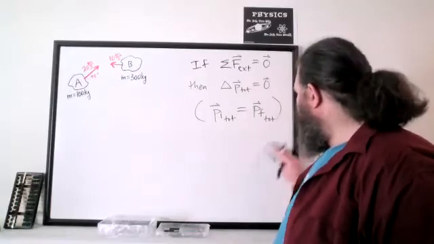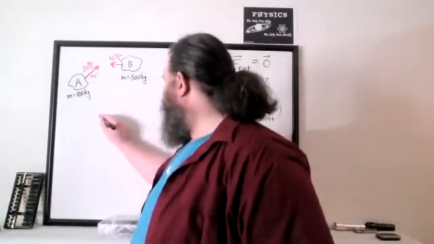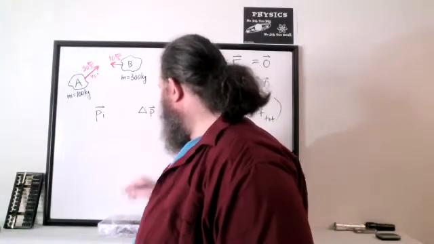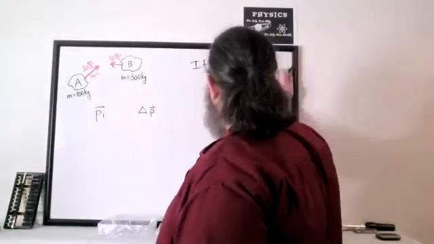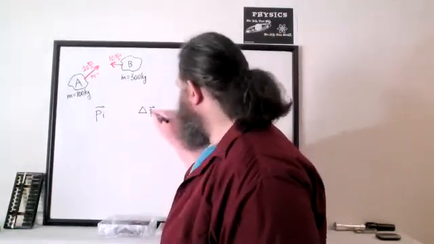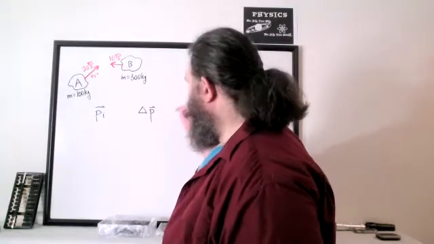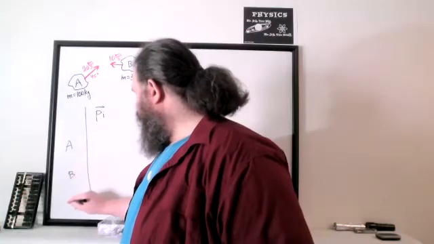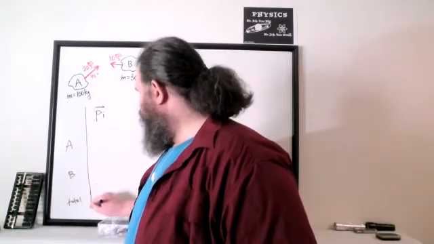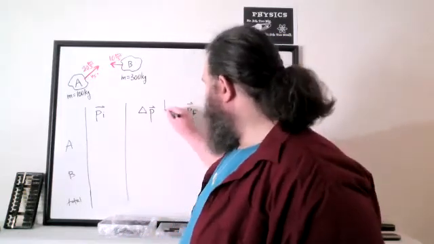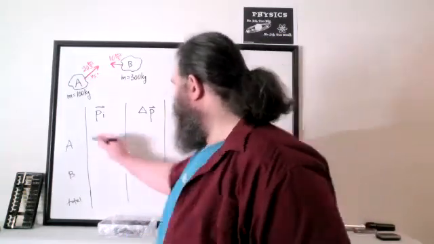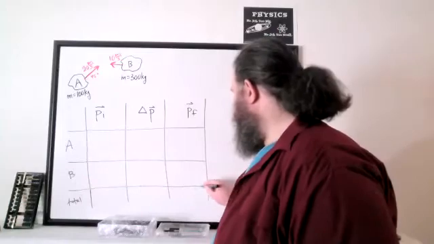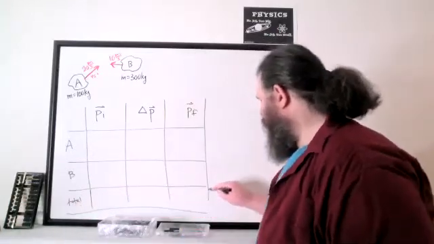The main idea here is we're going to draw out a chart with columns representing initial value of momentum, change in momentum, and final value of momentum. And we're going to do this for each object in the system and also for total. So a column for initial, change, and final, and a row for each object in the system and total. This is the general structure of what a momentum chart will look like.